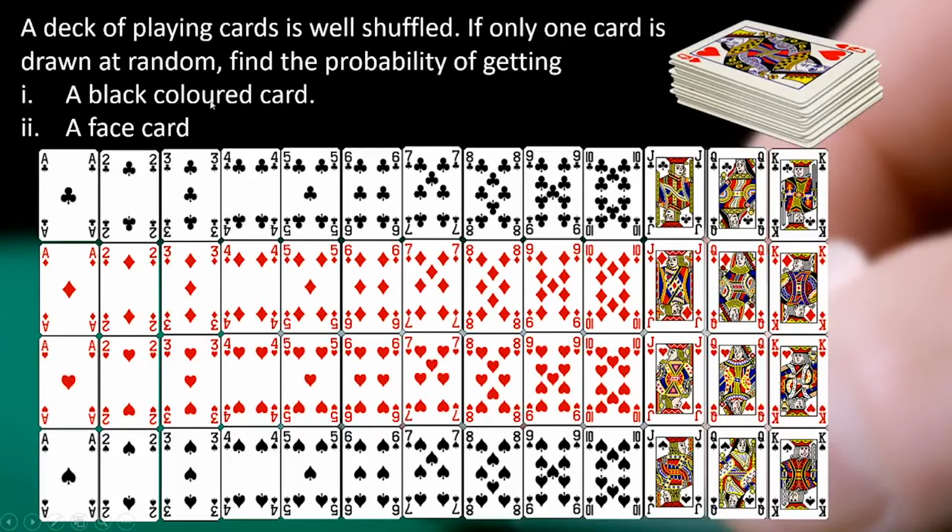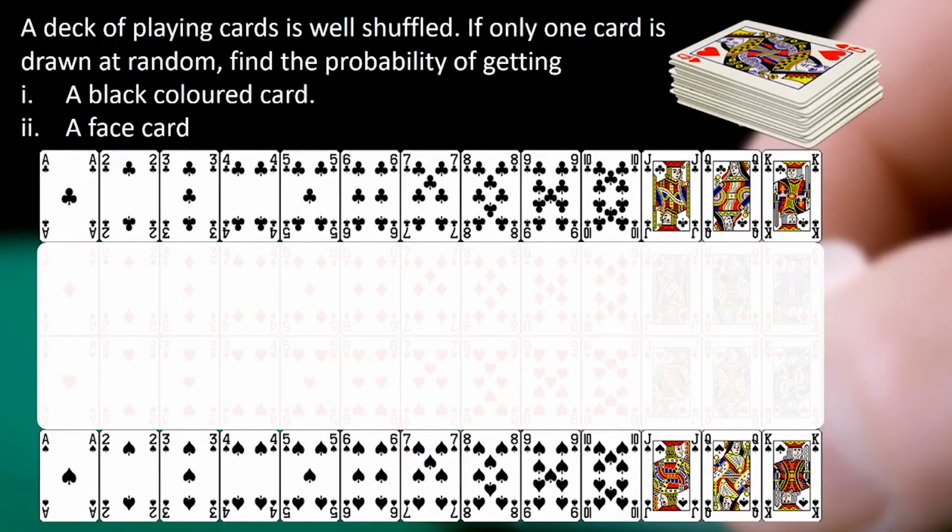Now what are we looking out for? First of all, we are looking just for a black colored card. So we'll just mark all the black colored cards possible. They are all these, right? The entire suit of flower and the entire suit of spade is nothing but black colored cards. So how many will there be? 13 and 13, total becomes 26.